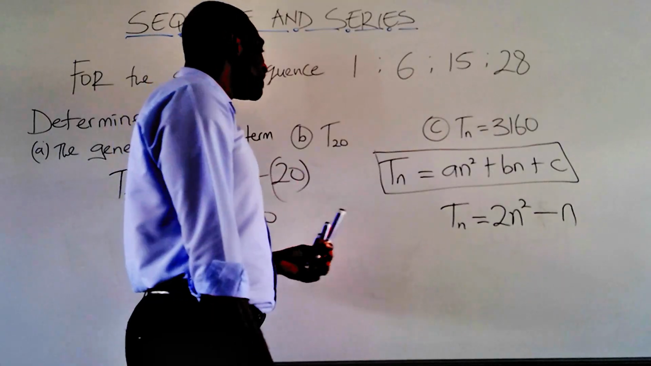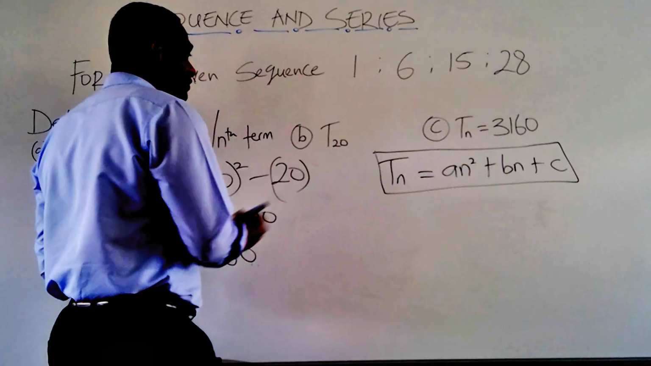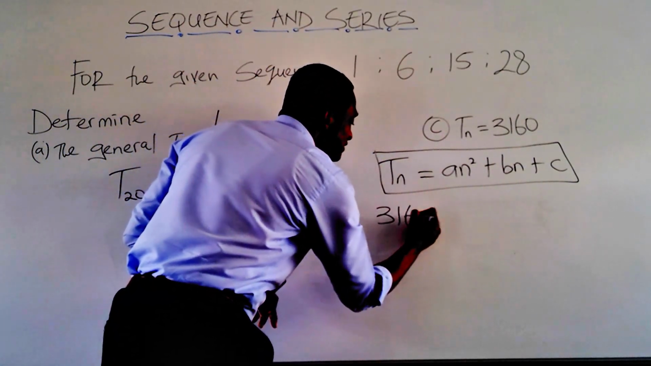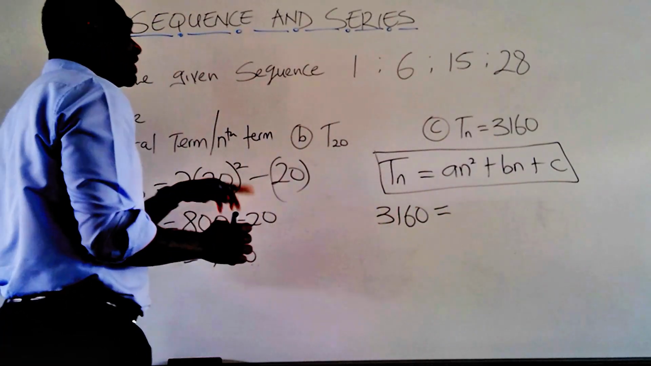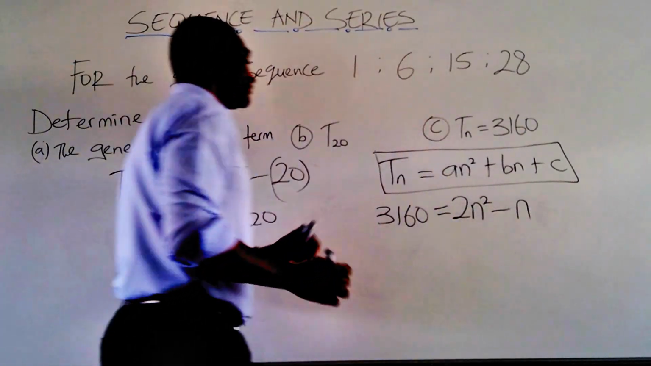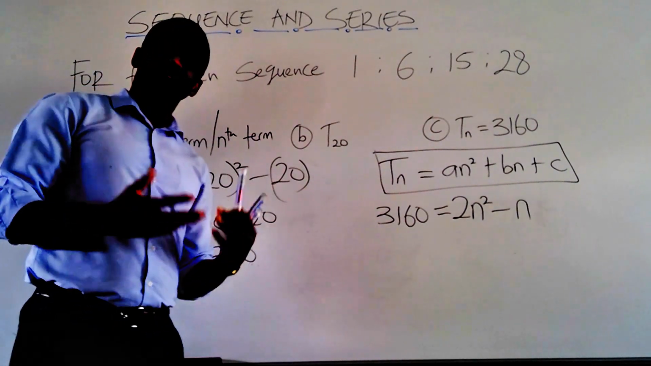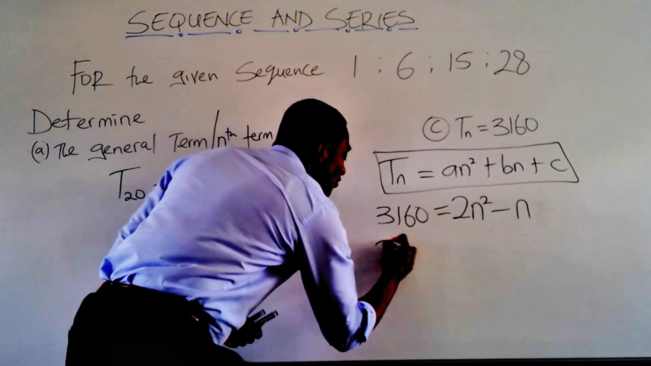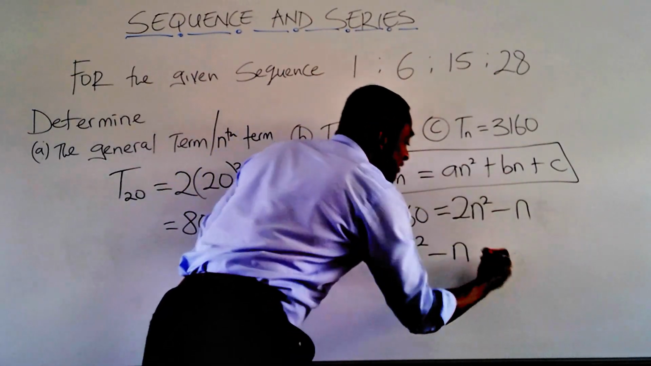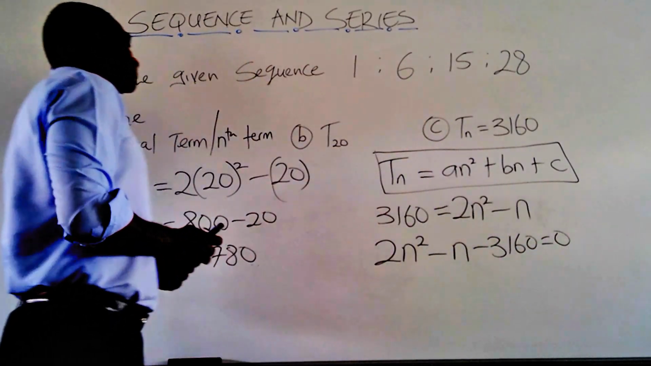Now the last question, they're asking us which term will be equal to 3,160. So Tn in this case is 3,160, which is equal to 2n squared minus n. Now what we do is we simplify this. Write it in standard form, equal to 0, before you can proceed. So we have 2n squared minus n minus 3160 equals 0.